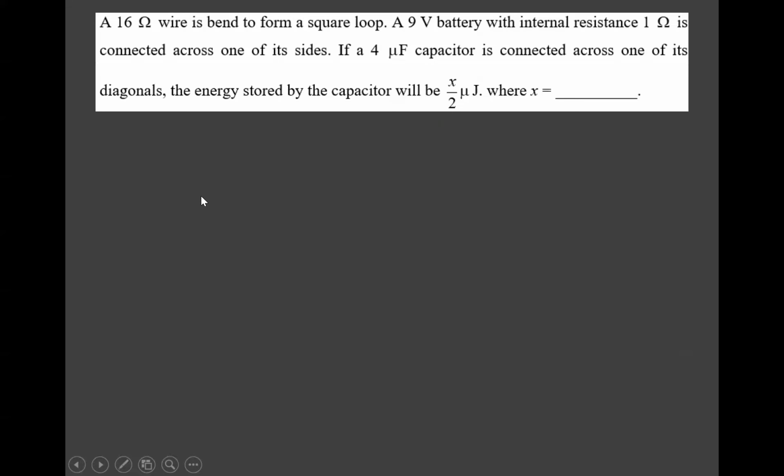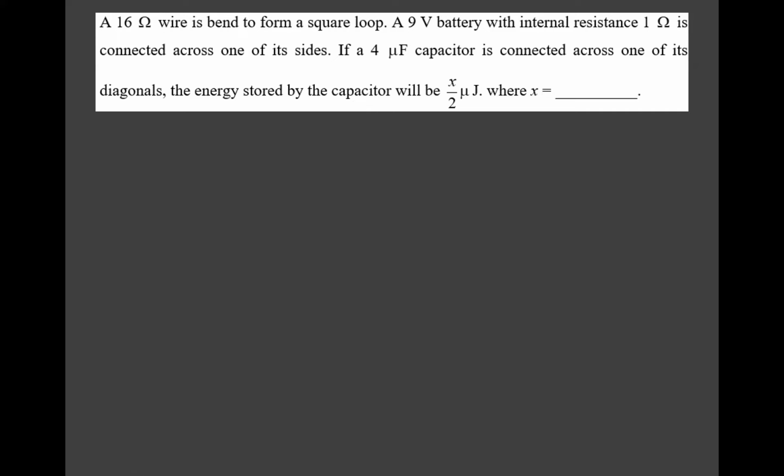Now see here in this question, a wire with 16 ohm resistance is given to you, and then it is bent to form a loop. And then after, a 9 volt battery with internal resistance 1 ohm is connected across one of its sides. Then we connect a 4 microfarad capacitor across one of its diagonals. And now we have to calculate the energy stored by the capacitor.